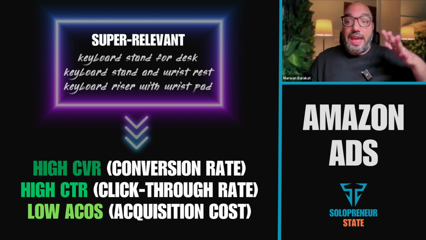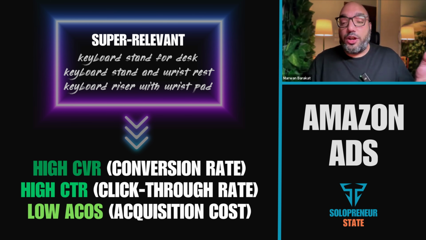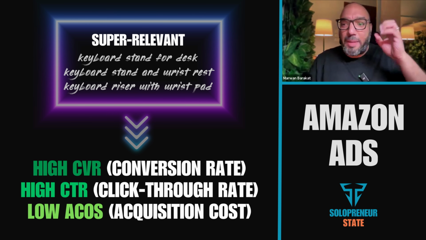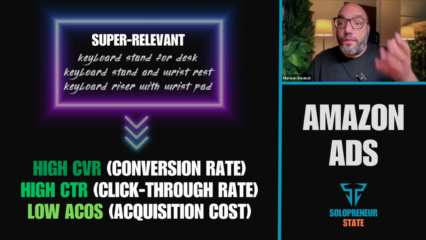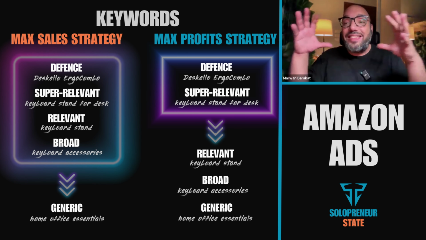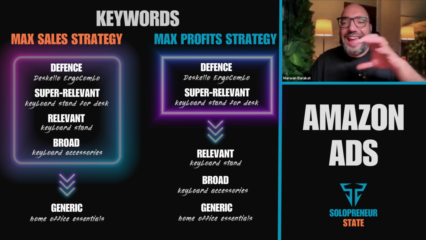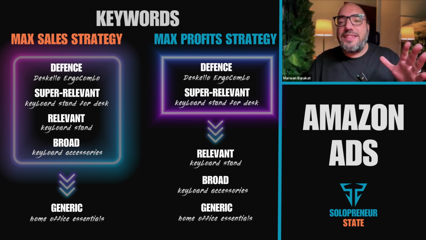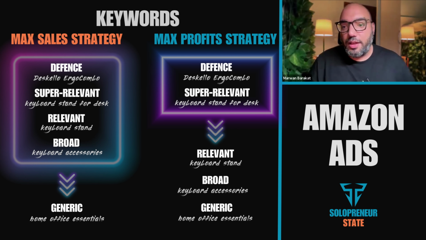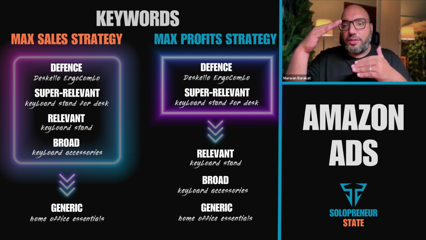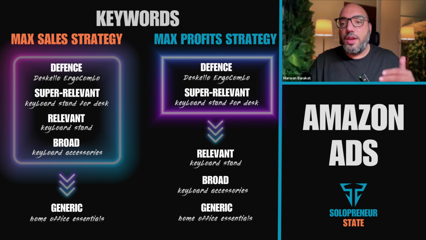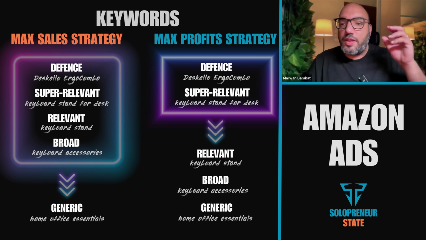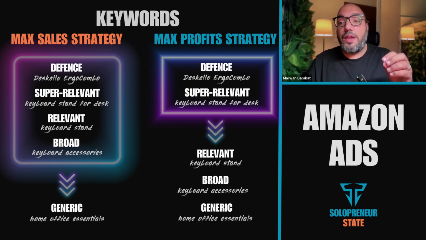If my CTR is very high and my CVR is very high, that means my cost of acquisition will be very low. But again, if the keywords that I'm targeting are not super relevant, then my click-through rate will go down and my conversion rate will go down for these specific keywords. So if I combine these keywords in one campaign, I'm going to have extremely messy data that I cannot work with. So I want you to also separate these in separate campaigns. For example, you're going to create one campaign for defense, one campaign for super relevant keywords, and one campaign for relevant keywords, and so on.